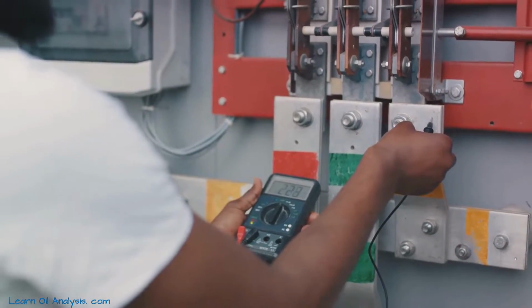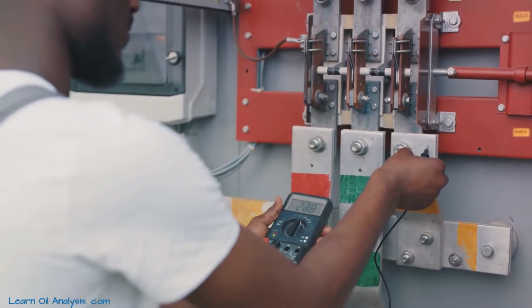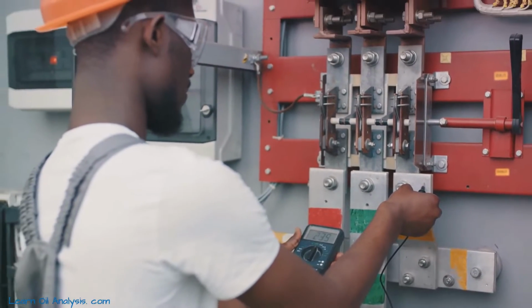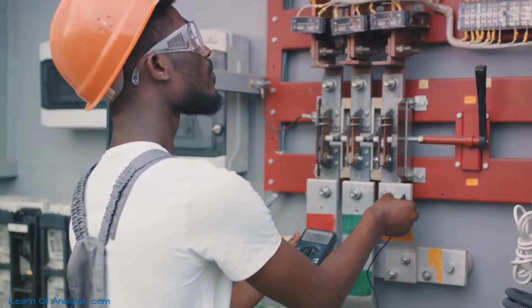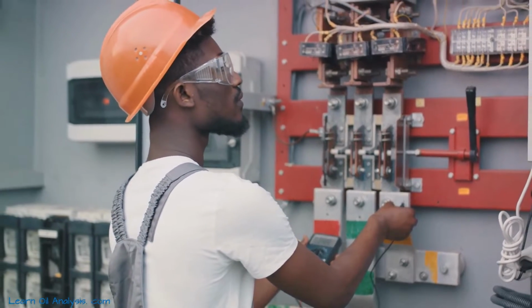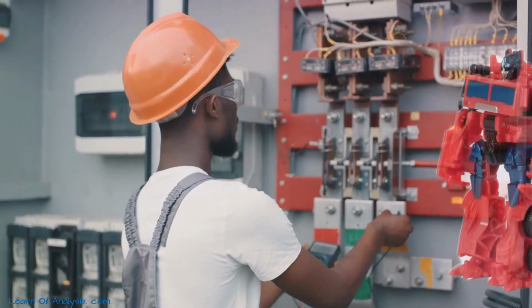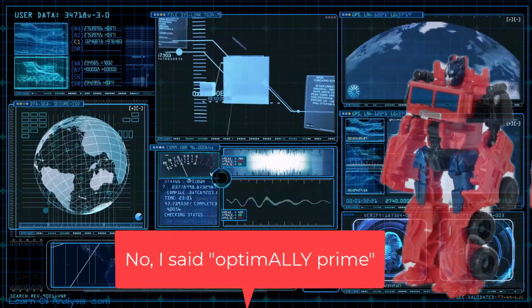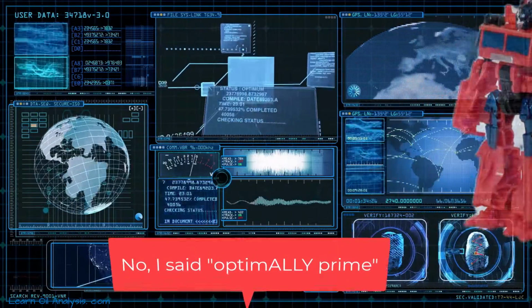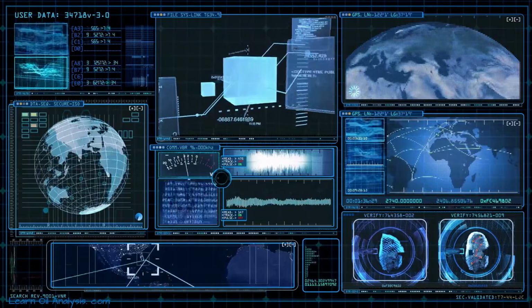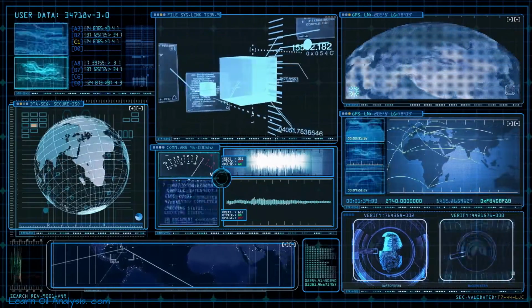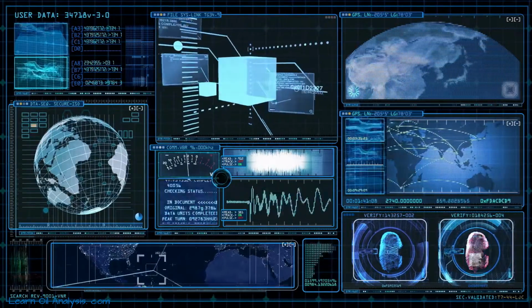But DGA isn't just a cost saver. It's also a lifesaver for transformers, helping to maintain their efficiency and prolong their lifespan. It's the equivalent of a health checkup, keeping your transformers optimally prime. And the best part, you don't have to be a seasoned professional to interpret DGA results. With the right tools, anyone can become proficient in understanding what the gases are saying.